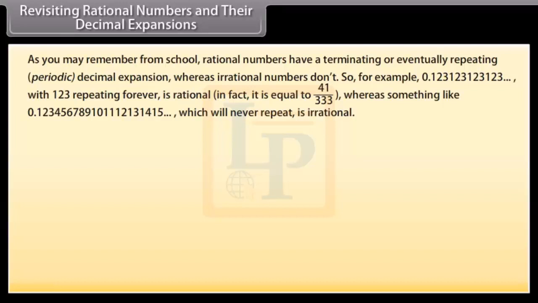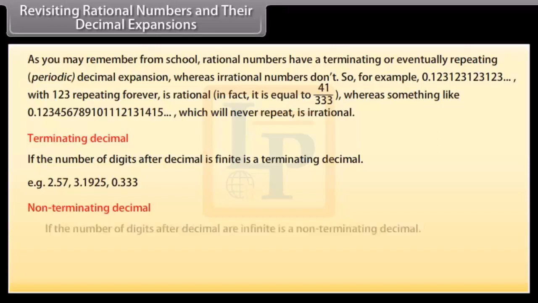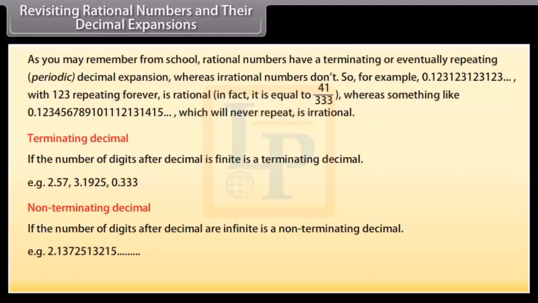Whereas something like 0.123456789101112131415 and so on, which will never repeat, is irrational. Terminating decimal: if the number of digits after the decimal is finite, it is a terminating decimal. Example, 2.57, 3.1925, 0.333. Non-terminating decimal: if the number of digits after the decimal is infinite, then it is a non-terminating decimal.